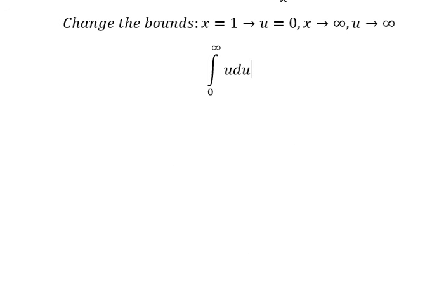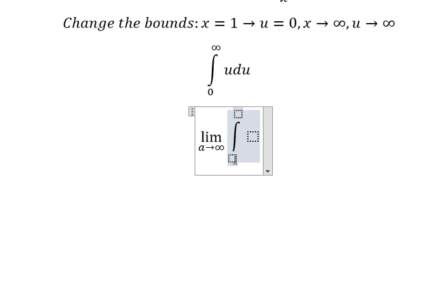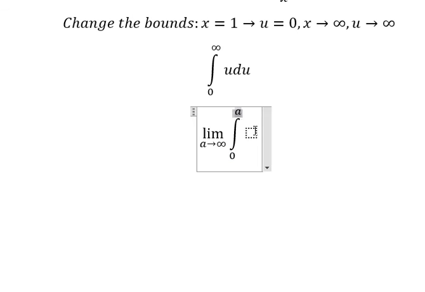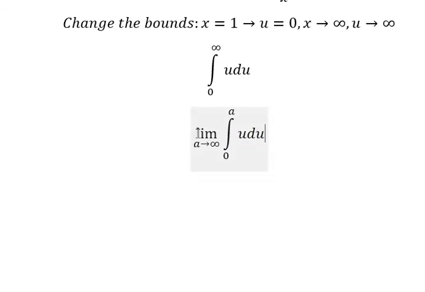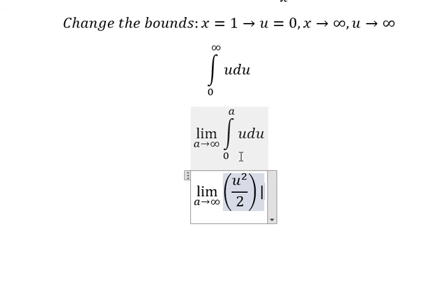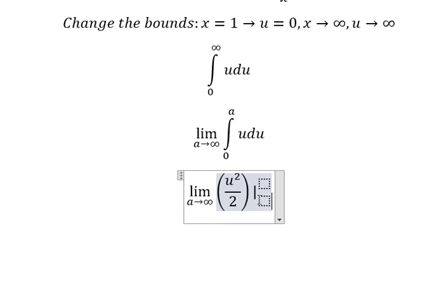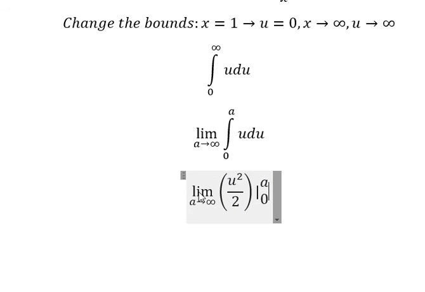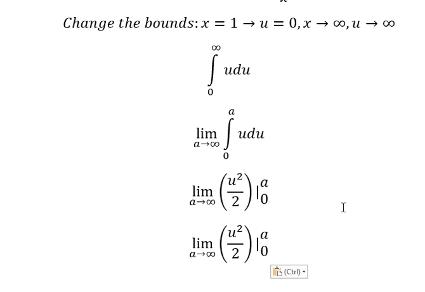Next, I will put in the limit, as a approaches positive infinity. And we have the integration from 0 to a. The integration of u gives us u squared over 2, and we put in the bounds from 0 to a. So we put a in here and number 0 in here.